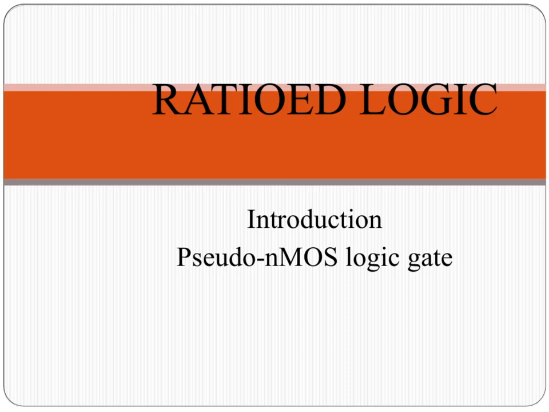Now let's take a closer look at ratioed logic, starting with the introduction to pseudo-NMOS logic gates. Pseudo-NMOS is a type of logic design that combines a pull-up transistor, usually a p-type, that is always on, with pull-down NMOS transistors that are controlled by the inputs. This setup creates what's known as a ratioed logic gate, because the output voltage depends on the ratio of the strength of the pull-up transistor to the pull-down transistors.